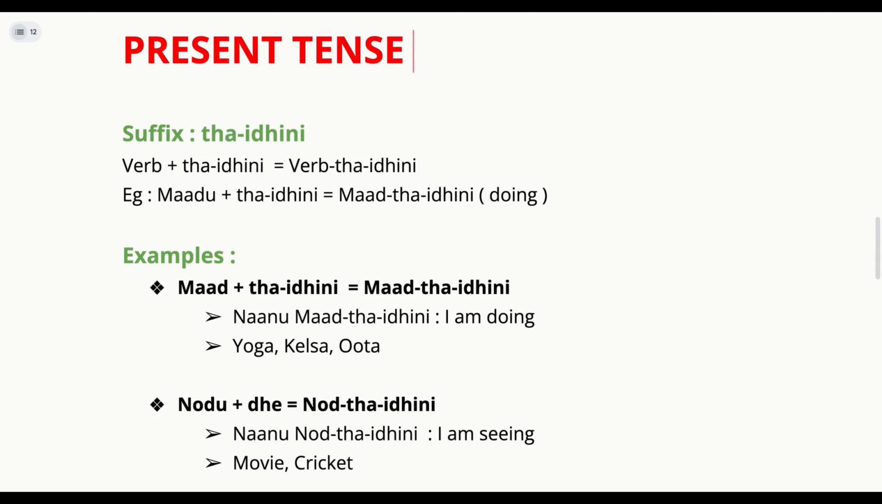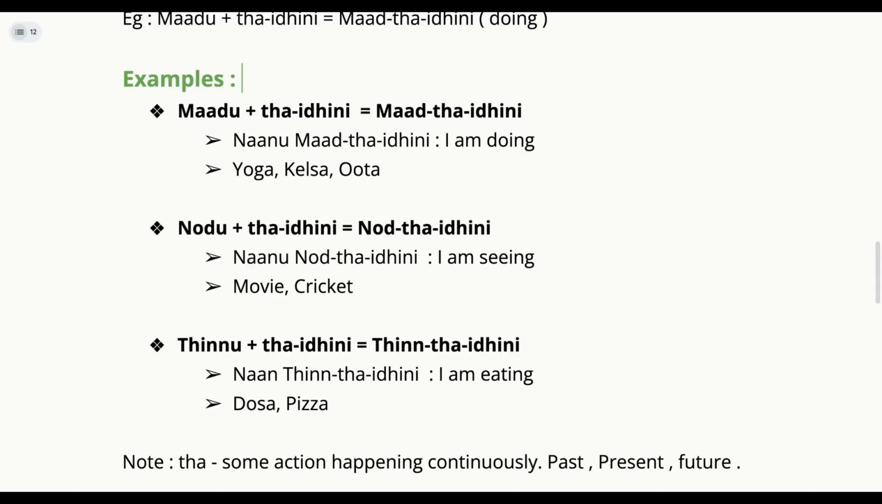When we look at examples, it will be much clearer. As a first example, let's take our favorite verb madu. For present tense, the suffix is ta idini. Madu plus ta idini becomes maduta idini. Naanu maduta idini is I am doing. Naanu yoga maduta idini, I am doing yoga. Naanu kelsa maduta idini, I am doing the work. Naanu ooota madta iddini, I am having food.